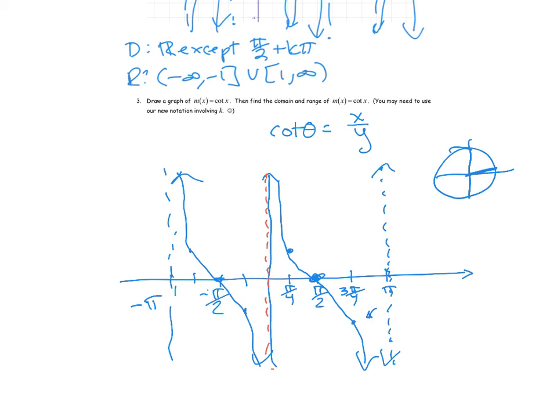Let's, like we did with all the others, state the domain. So the domain here is all reals except every k pi. But the range, like the range of tangent, is all real numbers. Okay, so those are the final 3 graphs.